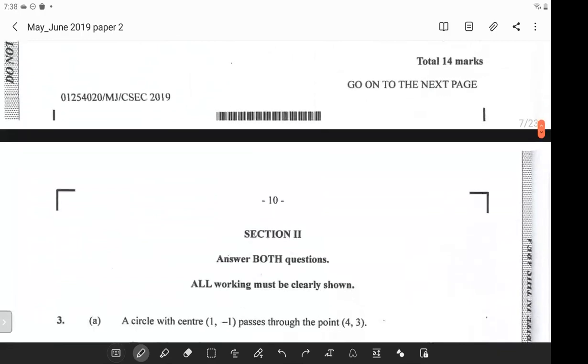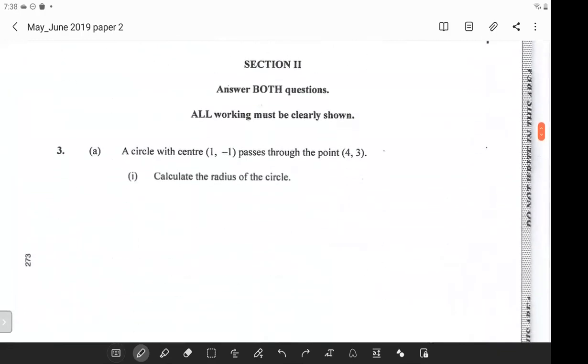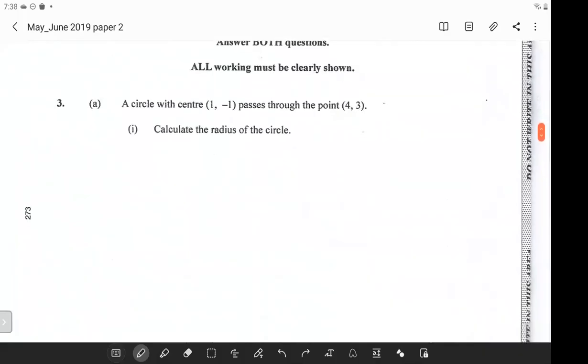An infinite amount of time, what you will get. So we have to move on to number 3 now. So we have a circle with center (1, -1) that passes through the point (4, 3), and they want us to calculate the radius of the circle.